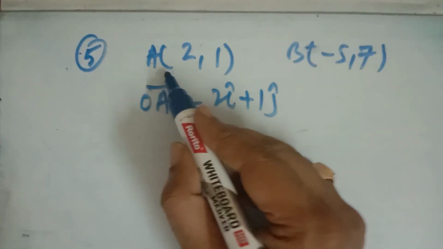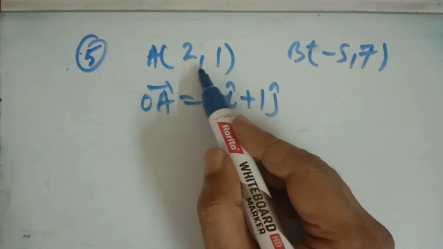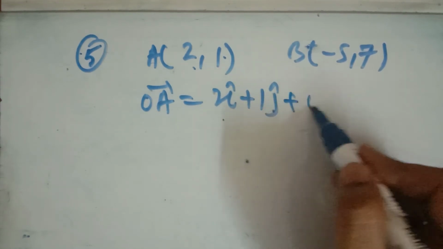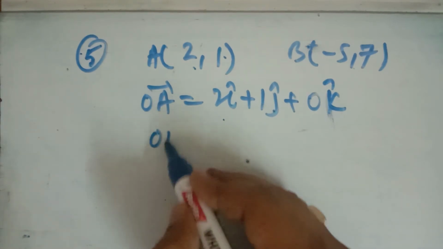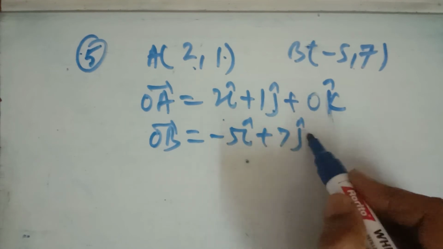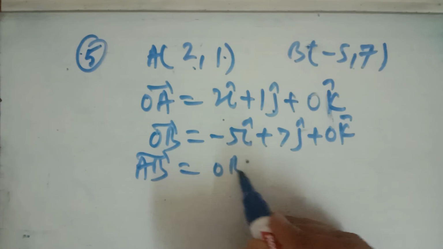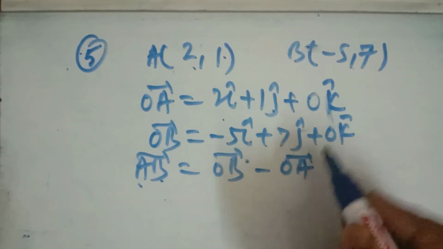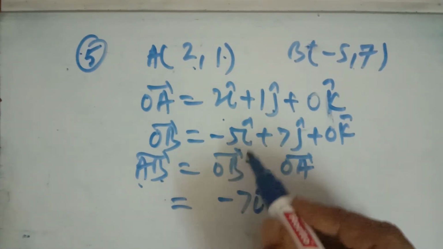You can write the position vector of A as 2i plus 1j. We have done in the last lecture that the position vector of any point in rectangular coordinates, 2D or 3D, is written like this: 2i plus 1j plus 0k, because the z component is 0. Position vector of B is minus 5i plus 7j plus 0k. Now to find the vector AB, we have already discussed: position vector of B minus position vector of A.